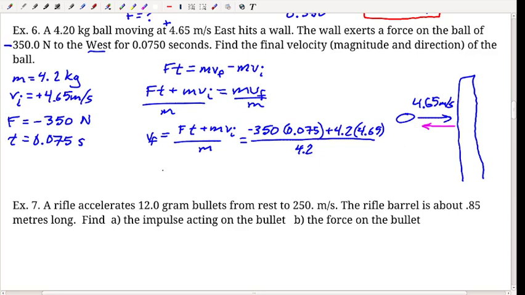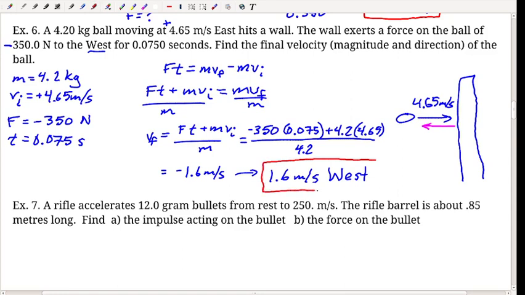And what that gets me is negative 1.6 meters per second, which makes sense. It should be negative. The negative actually tells me I'm going at 1.6 meters per second west, which is what I would expect in terms of bouncing off a wall when I was going east, turned around, now I'm going west. So again, watch out for those negatives. They are going to be important. East is positive, west is negative, up is positive, down is negative, all that good stuff.